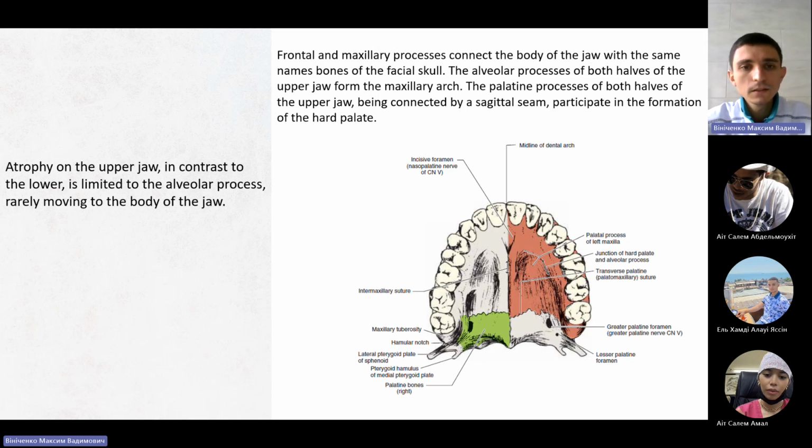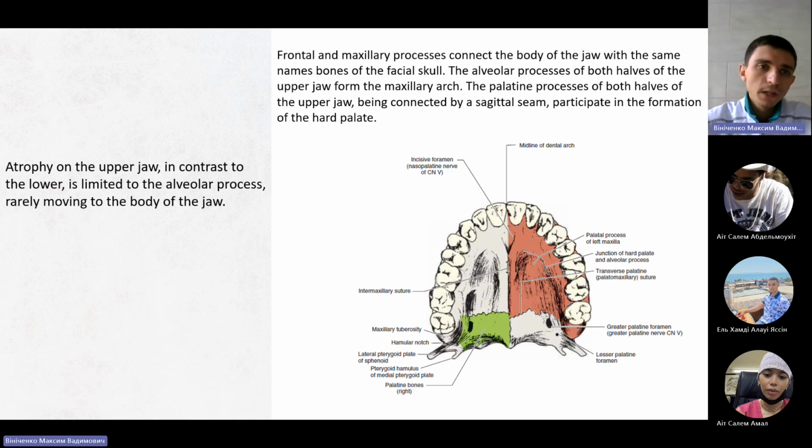Here are the palatine processes. It is a sagittal seam. They participate in the formation of the hard palate. So all this together makes the hard palate of our patient.